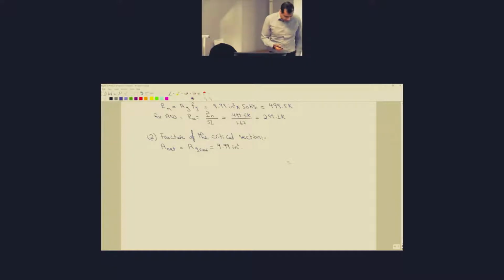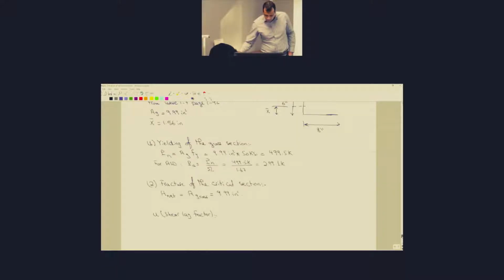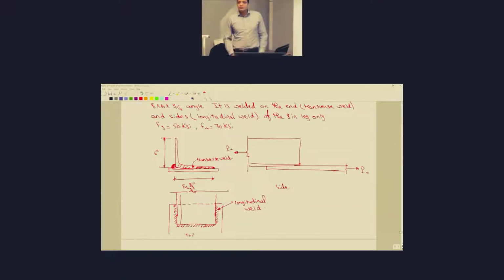So how to calculate the shear lag factor U, okay? So U, the shear lag factor. So the question here, are all the elements of the member connected by welds or bolts? What are the elements of the member? You have an angle. What are the elements of that angle? The two legs. Are the two legs connected or effective in transferring the longitudinal load? No, only one leg is effective.